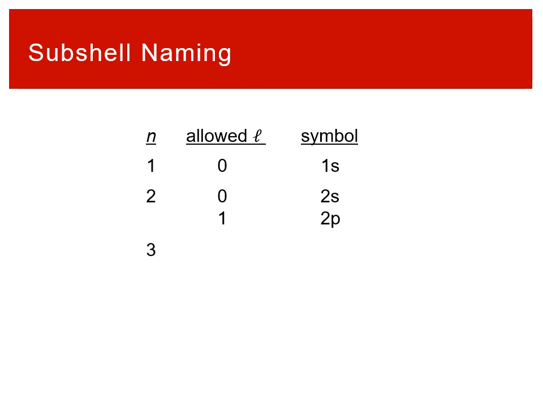N equals 3. My allowed values for L are now 0, 1, and 2. I have 3 values when N equals 3. We can see that the number of possible values of L is just equal to the value of N. So that 0 is still an S, so it's 3S. The 1 is still a P, 3P. And then the 2, we get up to 3D. So I get the 3S, the 3P, and the 3D.